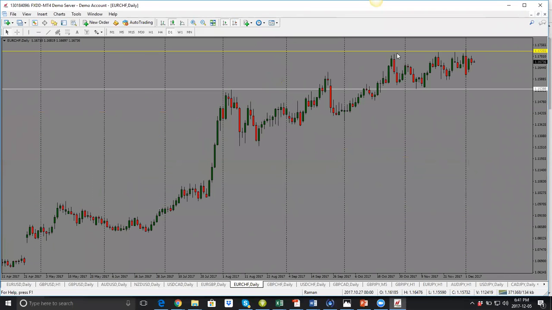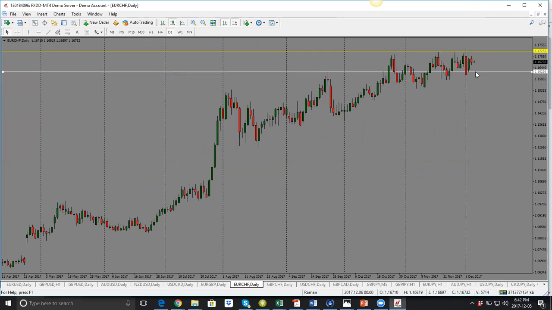Euro Swiss franc, we talked about this yesterday. We are at the top of the range. We have a bearish candle close today, so I'm looking for a follow through. We got rejected at the highs here, so I'm looking for price to come back towards the bottom of the range. The target for tomorrow would be the 1.1620 level. Based on the daily candle close here, bias is to the downside, and 1.1620 will be the target.